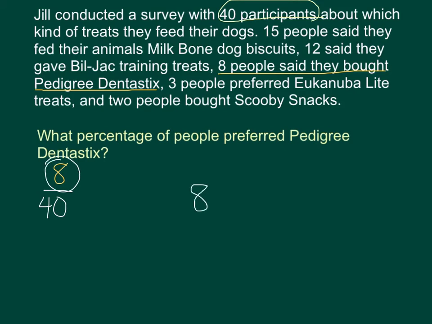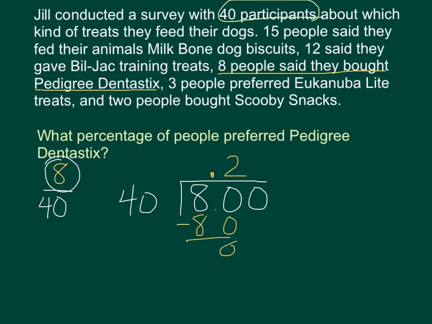So we're going to set that up as being 8.00 divided by 40, because 40 is our divisor. 40 goes into 80, put our decimal point up, 2 times. 40 times 2 is 80. Bring down the 0. 40 goes into 0 times, and we are done.